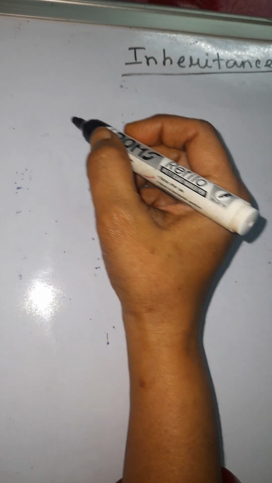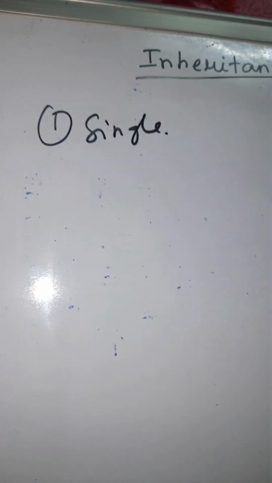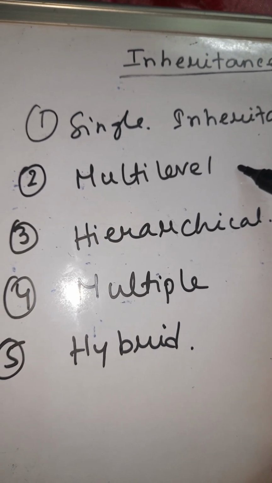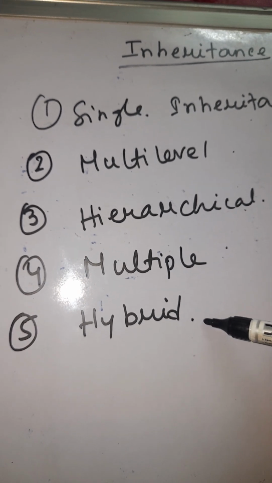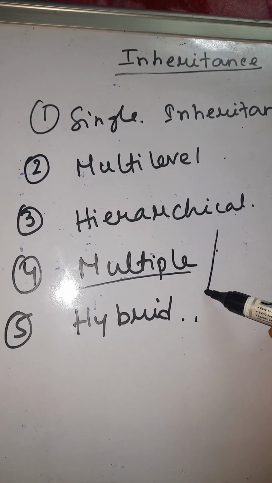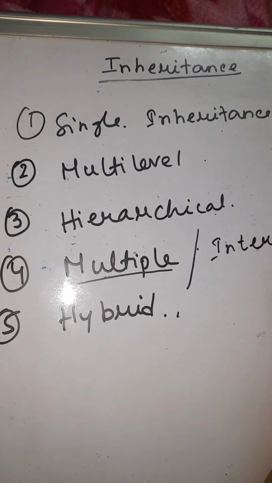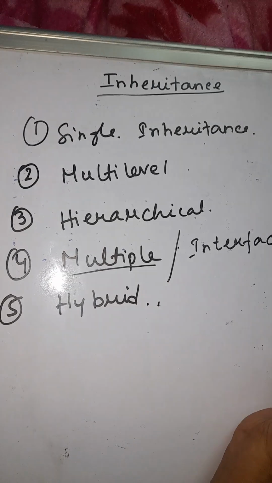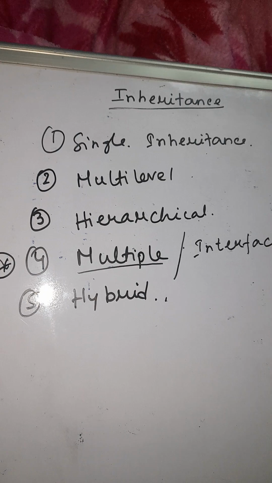So now, how many types of inheritance are there? Single inheritance, multi-level inheritance, hierarchical inheritance, multiple inheritance, and hybrid inheritance. Multiple inheritance is not supported in Java. If you want to implement multiple inheritance, you can do it with the help of an interface. Okay, this part we will discuss elaborately later.